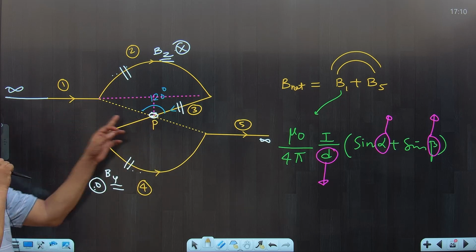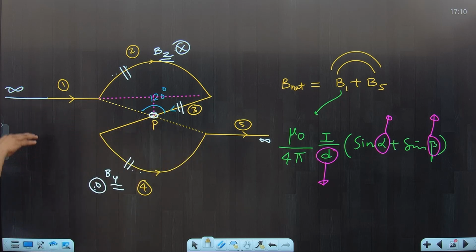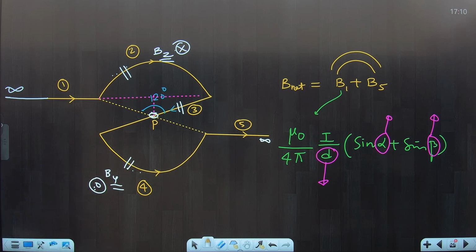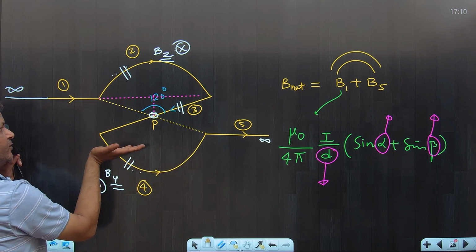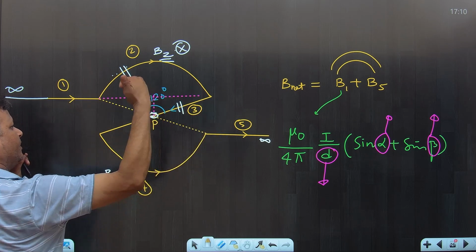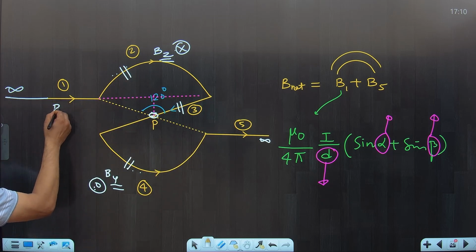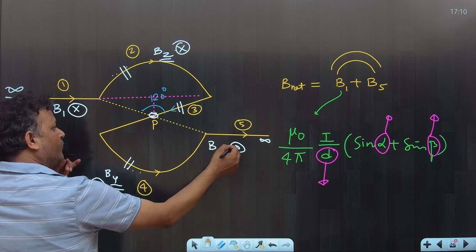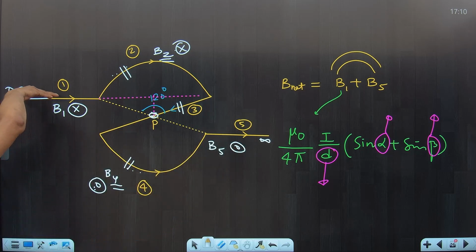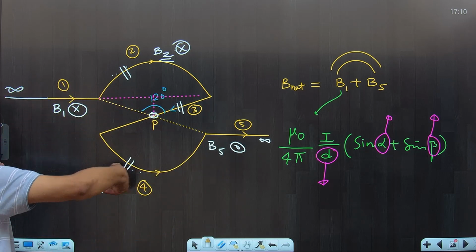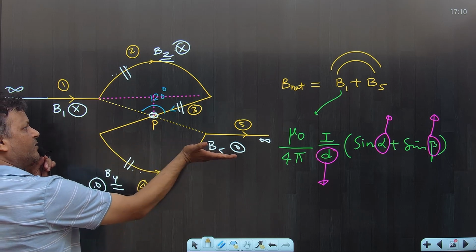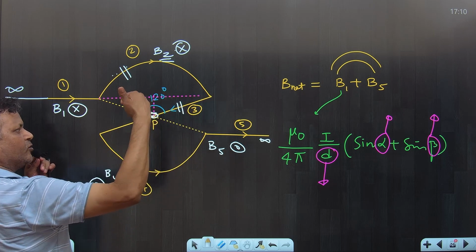Now for 1 and 5, see, the magnetic field at P due to 1: keep your fingers along the sense of current and turn towards P. It is into the paper. And what about 5? Keep your fingers along the sense of current, turn towards P. It is out of the paper. B1 was into the paper and B5 was out of the paper.